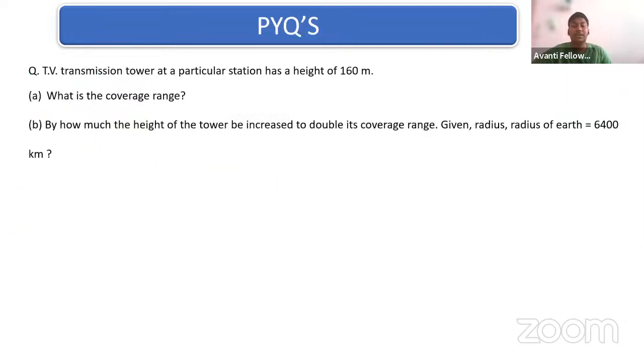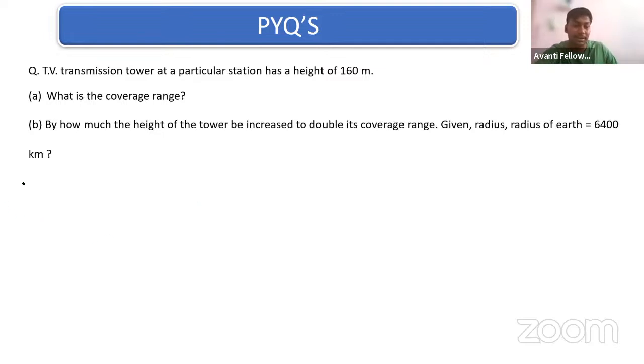See this question that was asked in your exam. A TV transmission tower at a particular station has a height HT of 160 meter. What is the coverage range? First, you need to find the coverage range. By how much should the height of the tower be increased to double its coverage range? Given the radius of the earth is 6400 kilometer.